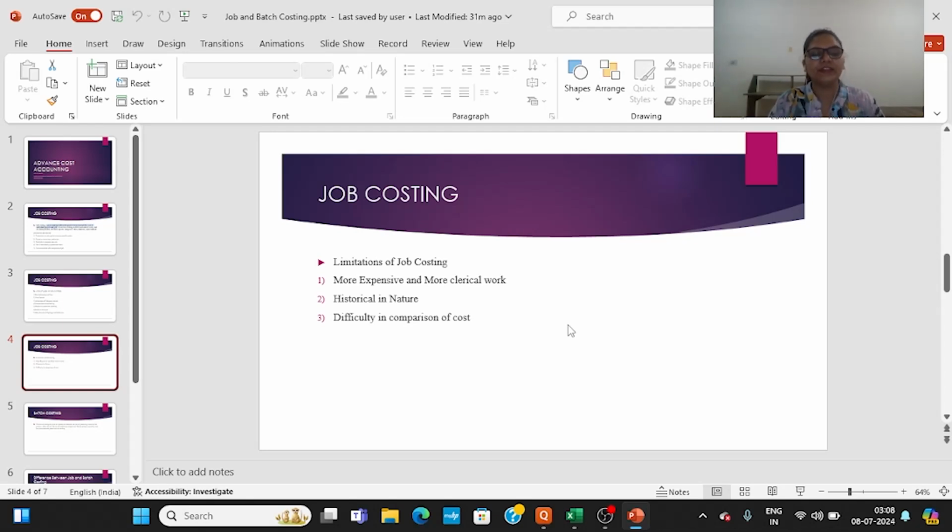Next is difficulty in comparison of cost. If major changes in price take place, it becomes difficult or meaningless to compare the cost of a job for one period with that of another.